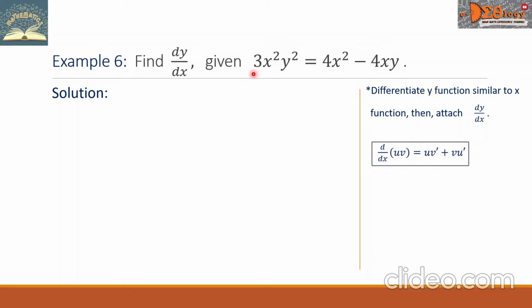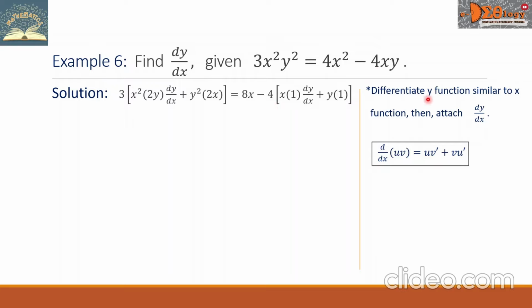So let us begin. On the left side, the coefficient 3 we can put outside. Then we apply the product rule to x squared, y squared. X squared we copy first. Then we take derivative of y squared. That is 2y. Then the dy over dx comes. Plus, we copy the y squared times derivative of x squared, that is 2x, equals derivative of 4x squared is 8x, minus the 4 as coefficient, we put it outside.